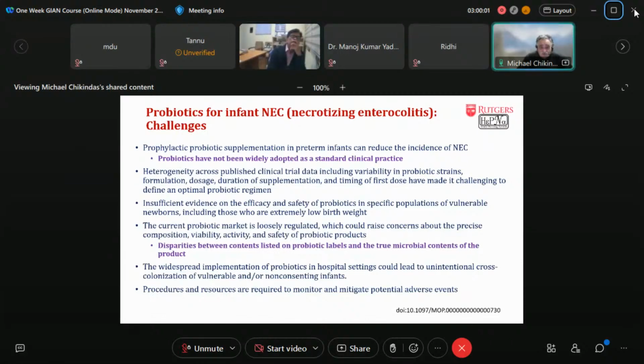The challenges for the probiotic treatment in the infants with necrotizing enterocolitis. Prophylactic treatment in the preterm infants can reduce the incidence, but probiotics have not been widely adopted as a standard clinical practice. We have a heterogeneity in the setups of the experimental approaches in the clinical trials data, the durations, times, so really we're comparing apples and oranges. There is not enough data to speak with confidence on the efficacy and the safety of probiotics in specific populations.